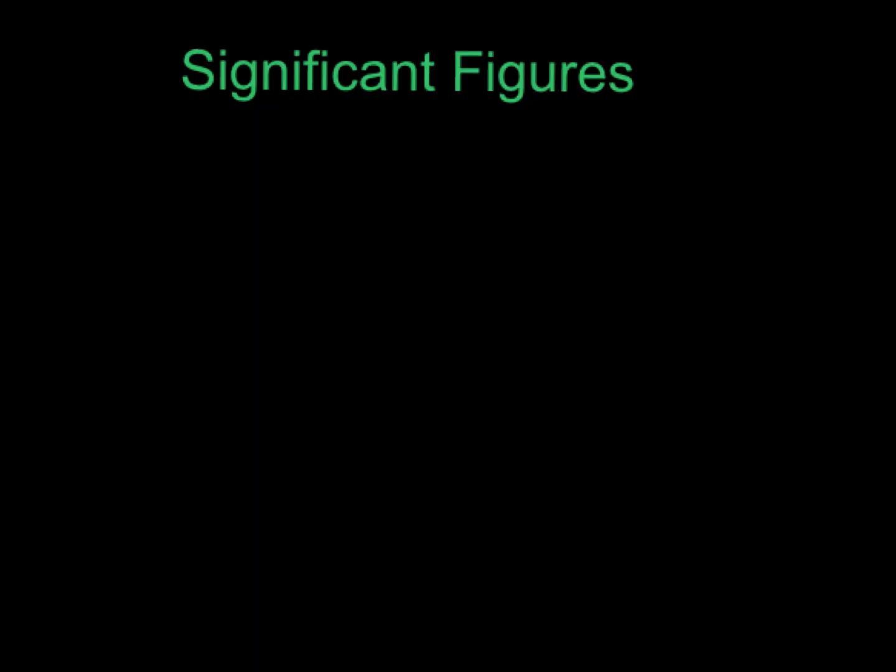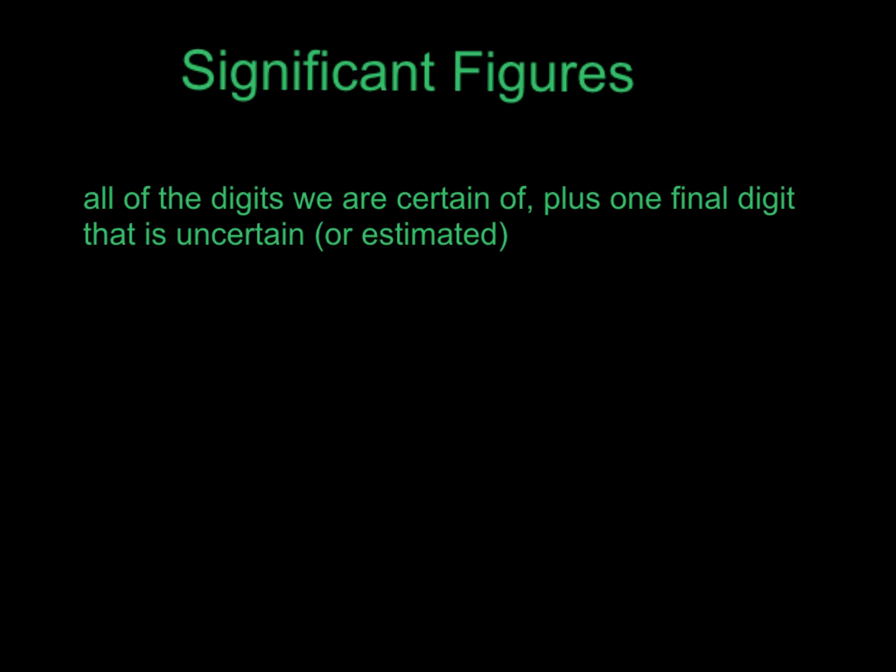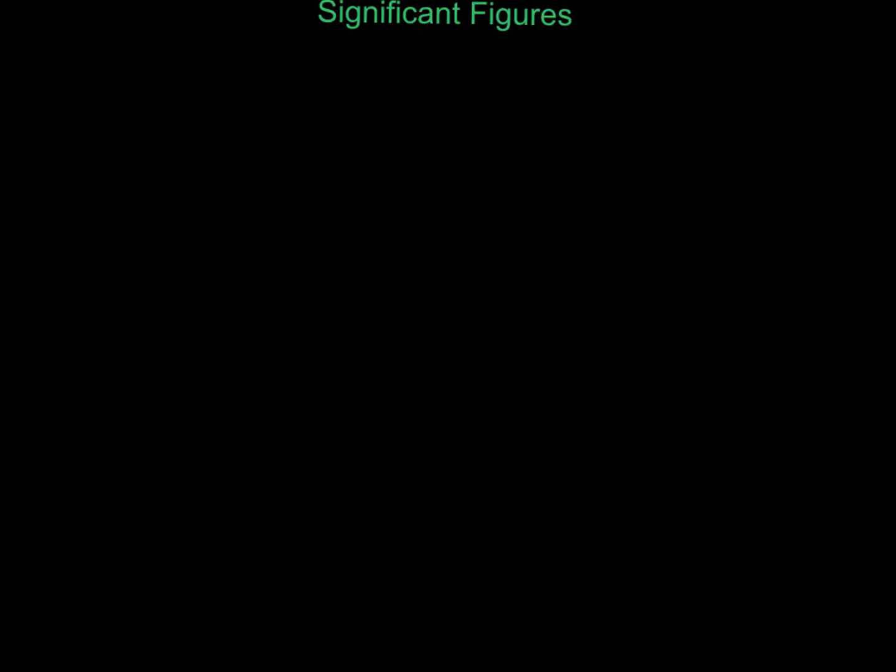In science, we report all of our measurements in terms of significant figures. That is, all of the digits that we are certain of, plus one final digit that is uncertain or estimated. There are a set of rules that you need to be familiar with for determining significant figures in a measurement. Rule number 1, all non-zeros are significant. So in the measurement 1,267 centimeters, we have 4 sig figs.